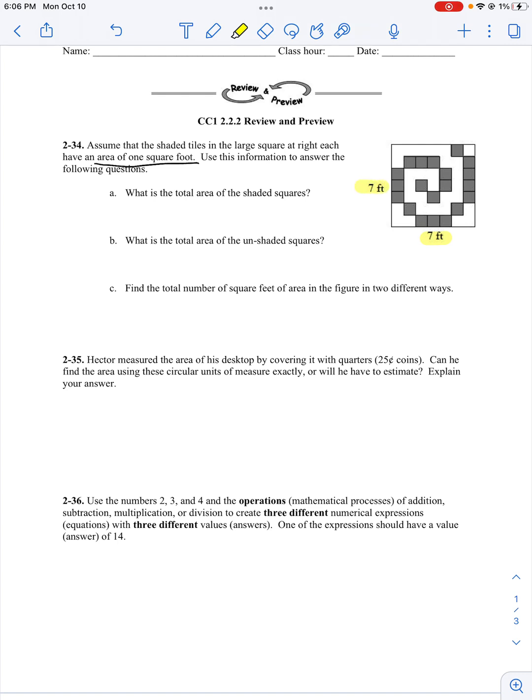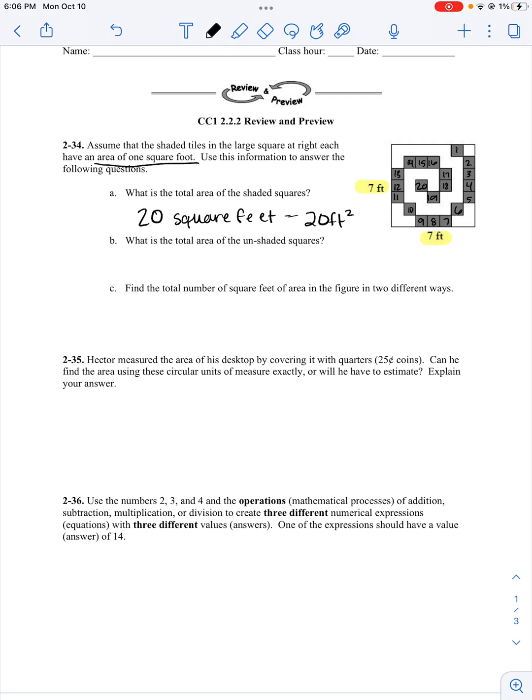So, there's shaded and unshaded. So the shaded squares are the darker ones, so I can go through and just count them. 1, 2, 3, 4, 5, 6, 7, 8, 9, 10, 11, 12, 13, 14, 15, 16, 17, 18, 19, 20. The total area of the shaded squares is 20 square feet. I could also write that as 20 feet squared.